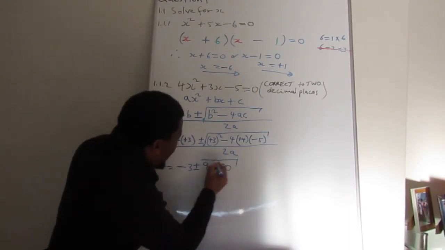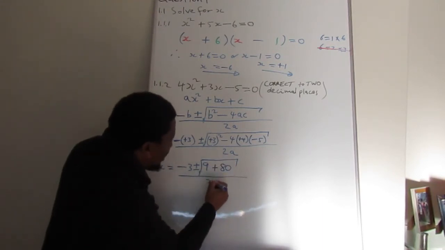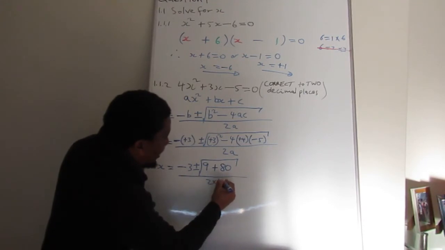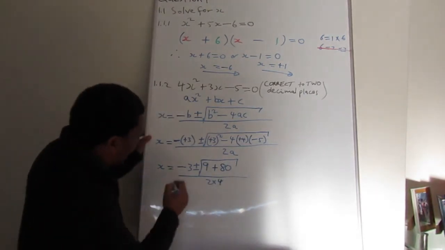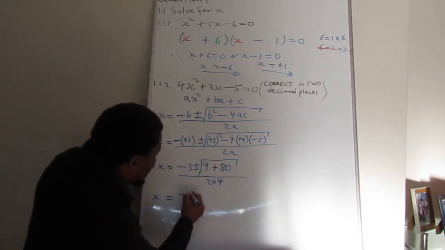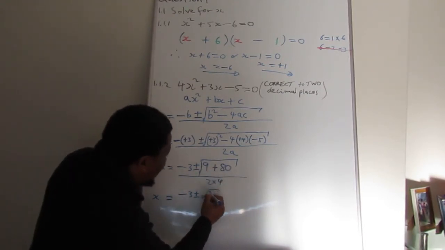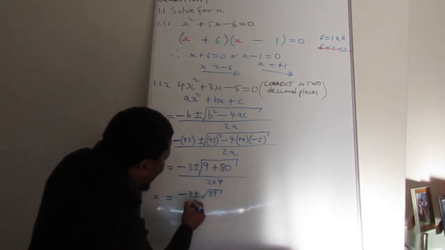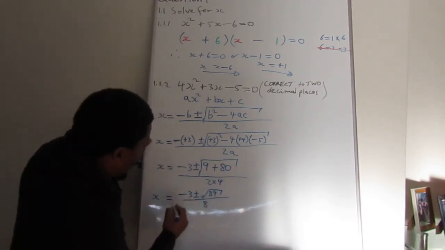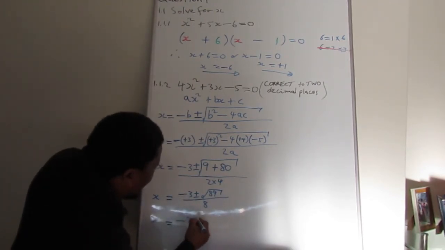There's the square root sign, divided by what? 2 times a. What is a in this case? a is 4, which is very important. Therefore, x is equal to minus 3 plus or minus the square root of 80 plus 9, which is 89, divided by 2 times 4, which is 8.